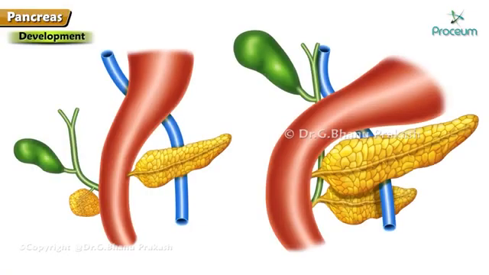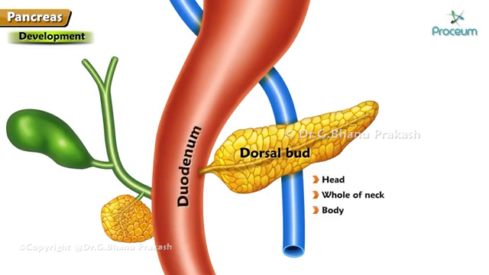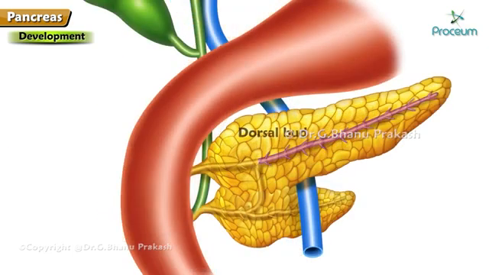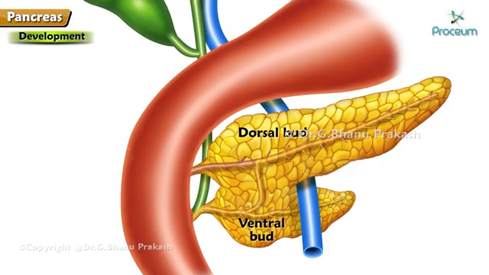Development. The pancreas is developed from two separate buds, the dorsal bud and the ventral bud. Larger dorsal bud. It arises proximally directly from the duodenum and forms part of the head, whole of the neck, body, and tail of the pancreas. The duct of the dorsal pancreatic bud forms the main pancreatic duct with the duct of the ventral bud. The proximal part of the duct of the dorsal pancreatic bud forms the accessory pancreatic duct.